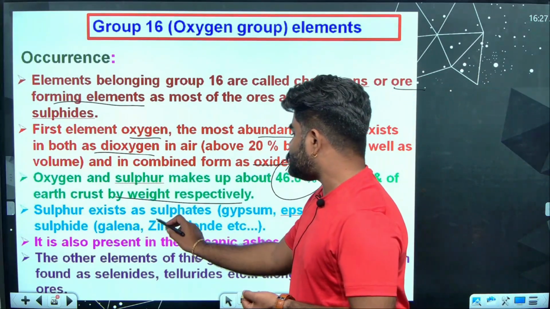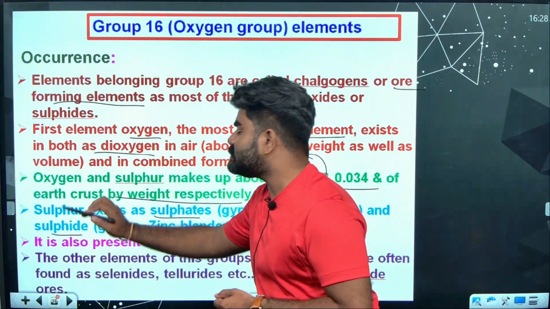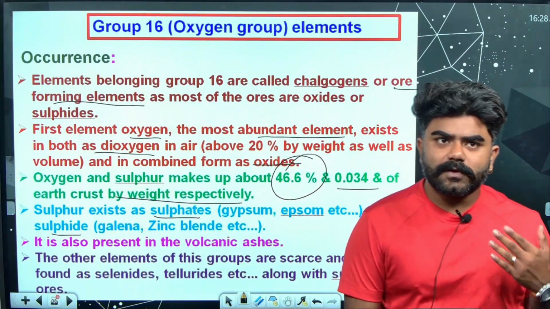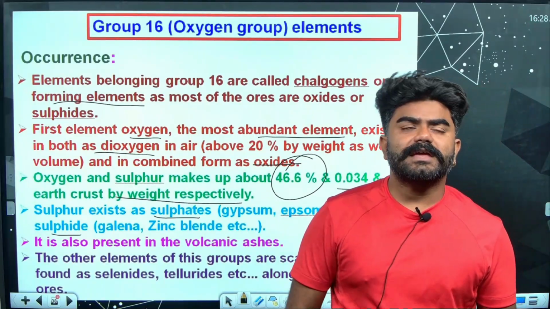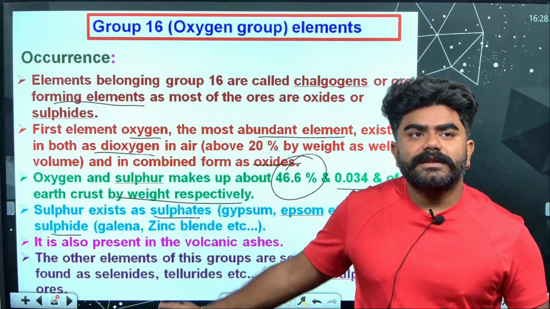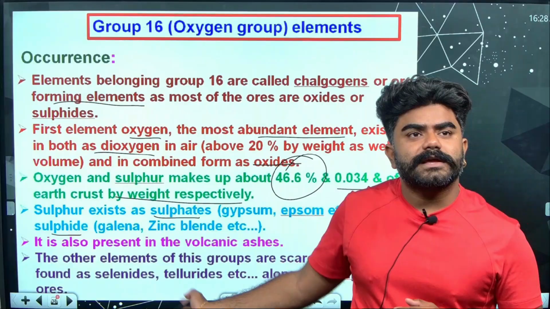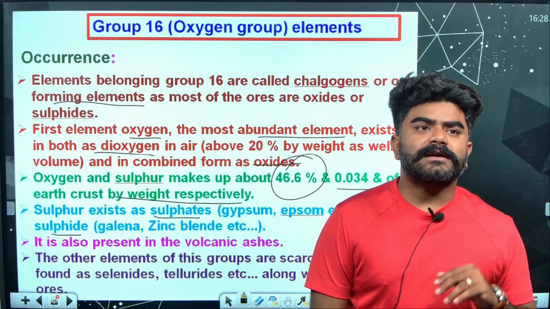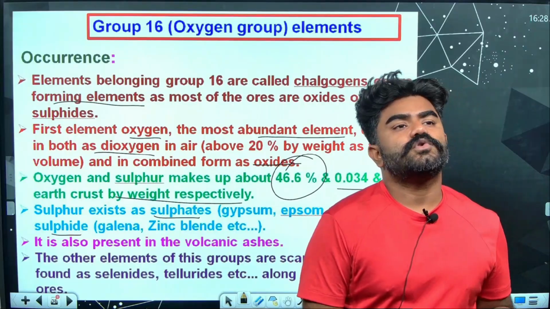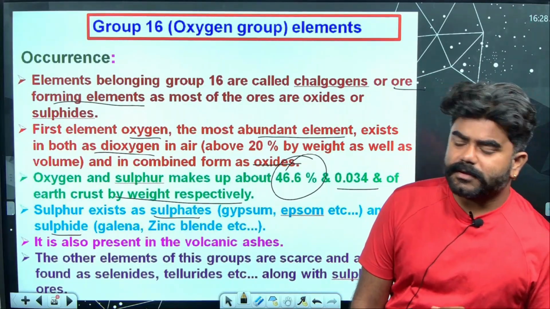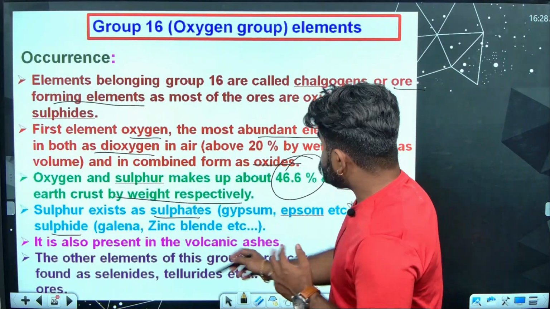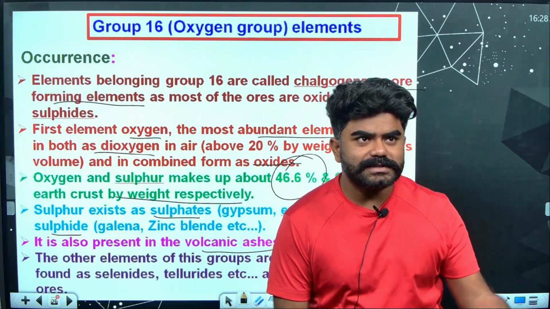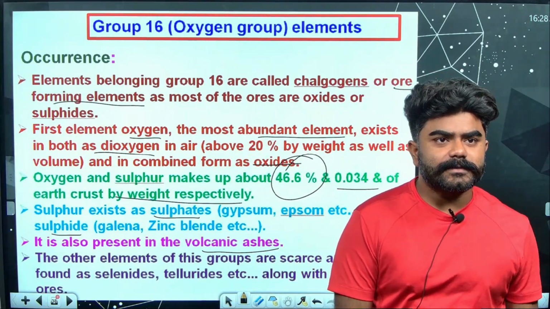And sulfur exists as sulfates and sulfides. Majorly sulfur வந்து எப்படி இருக்குது in the form of sulfates-ஆகவும் sulfides-ஆகவும் தான் இருக்குது. எங்கெல்லாம் sulfates-ஆக பார்க்கலாம் அப்படின்னா in gypsum and epsom salts இங்கெல்லாம் வந்து சல்ஃபேட்டாக அது ப்ரெசென்ட் ஆகிருக்கு. அண்ட் கலீனாவில் ஜிங்க் பிளெண்டில் இந்த மாதிரி ஓர்ஸ்லலாம் சல்ஃபைடாக வந்து அது ப்ரெசென்ட் ஆகிருக்கு. ஆல்சோ இட் இஸ் ப்ரெசென்ட் இன் வால்கானிக் ஆஷஸ். வால்கனோஸ்லேருந்து வர அந்த ஆஷஸ்லலாம் சல்ஃபர் ப்ரெசென்ட் ஆகிருக்கு.